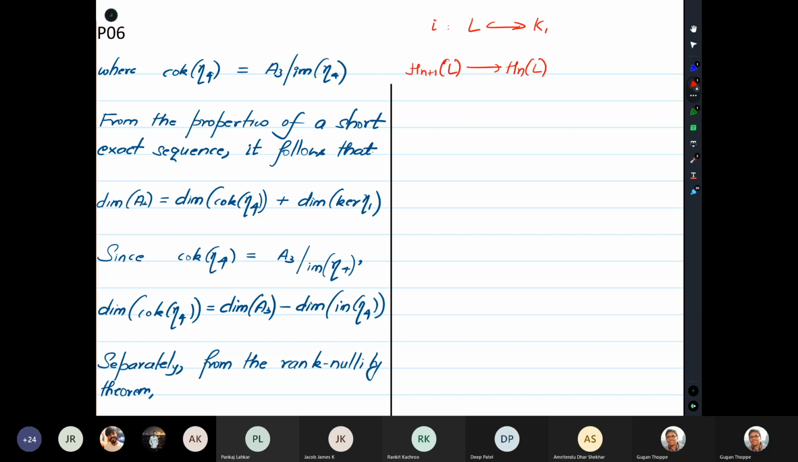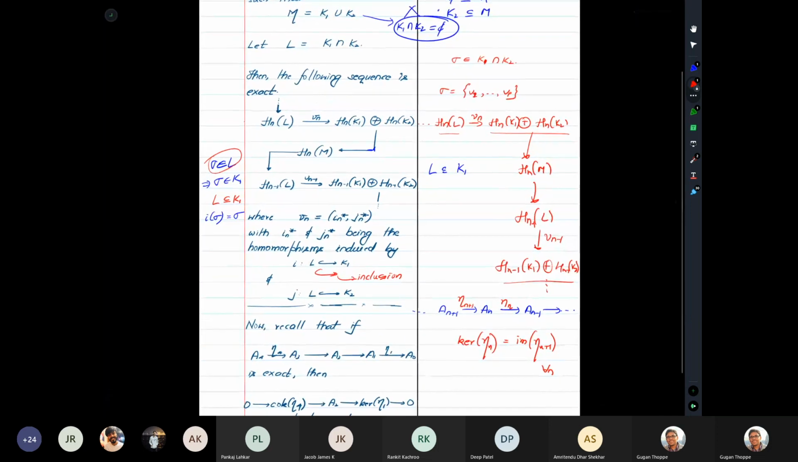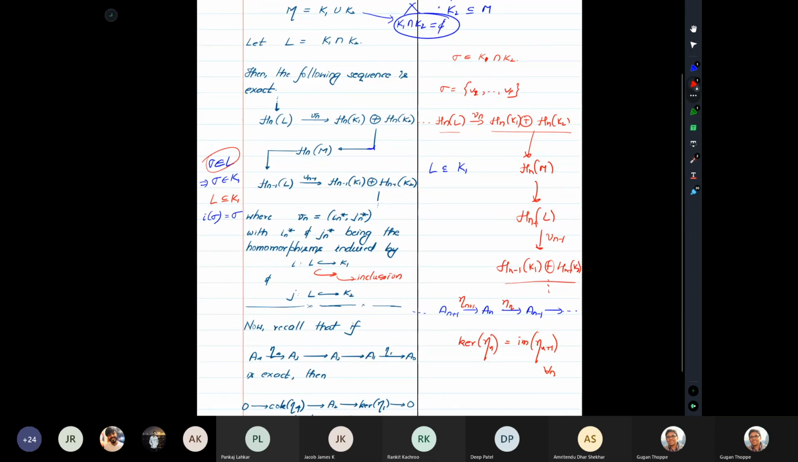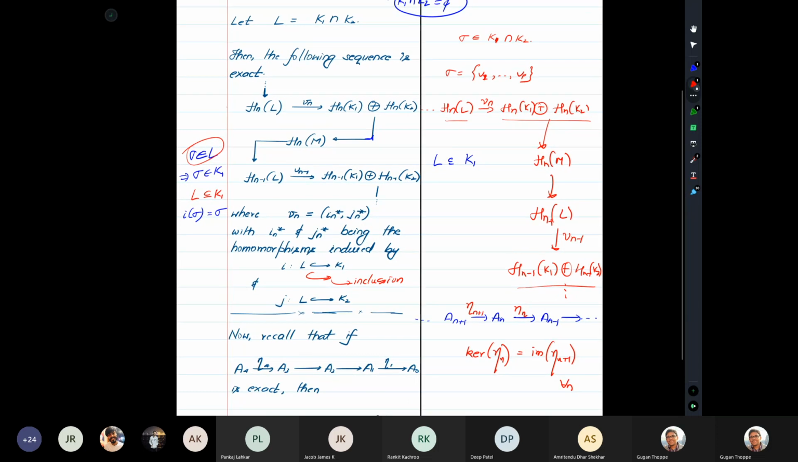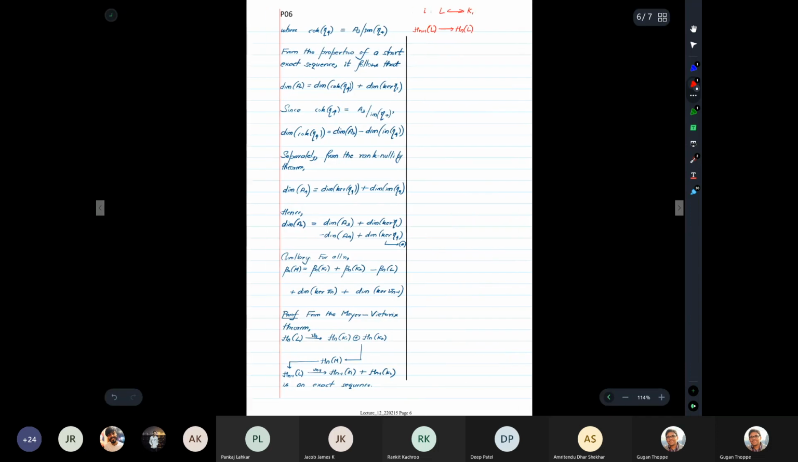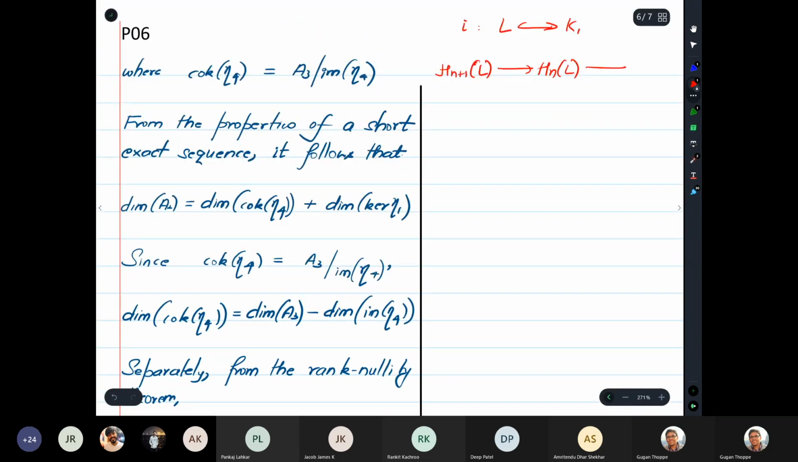Just 1 minute, I want to make sure I'm doing the right thing. I want to see what is the thing over here. Is it Hn of L? Okay. So this is Hn plus 1 of L. There is Hn minus 1 of L and so on. And at the bottom, you have Hn plus 1 of K1, Hn of K1, and then Hn minus 1 of K1. Okay. And then what I'm claiming is that, just a minute. Sorry. I think this is not the way. I just realized that I was making some mistake.